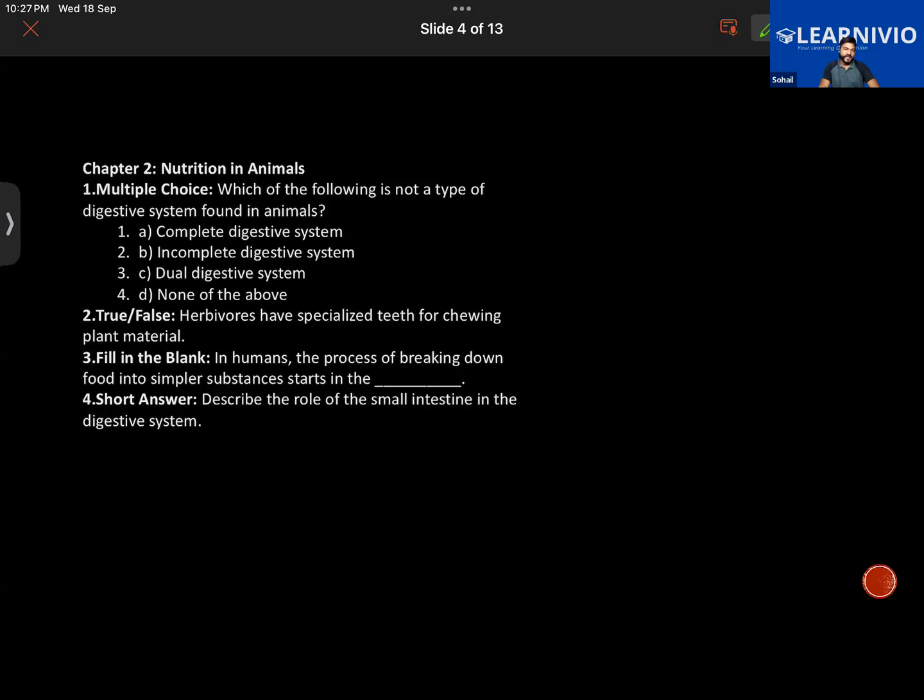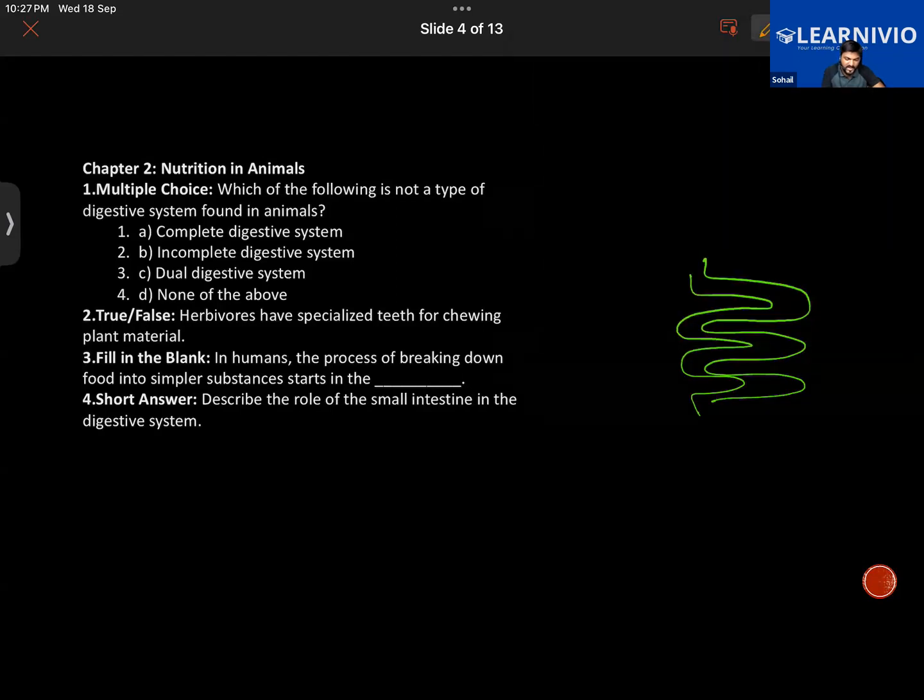Now let us see what happens to the food when it goes into the small intestine. The small intestine receives secretions from the pancreas and the liver, as we know. The pancreas secretes pancreatic juice, the liver secretes bile juice. Our food has different components in it: fats, glucose, protein, etc. And all of them are finally broken down to the simplest molecules in the small intestine.